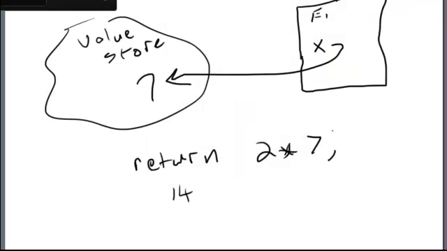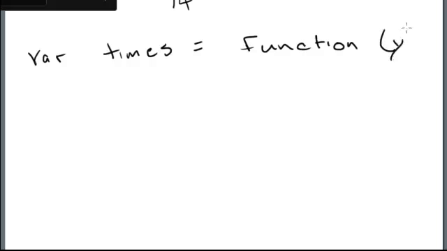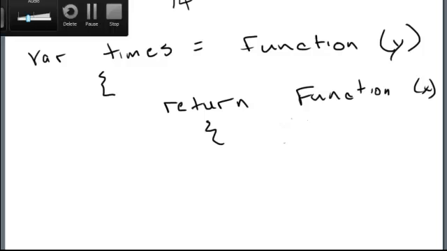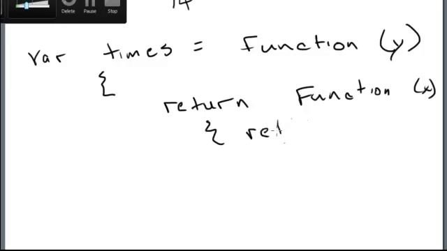If I come over here, I have this function, and I call it var times is equal to function, and then I'm going to call that y, and then I'm going to put in my curly braces, and I'm going to say return, and then we've got a function, and it's x, and then I have my curly braces, and it's return y times x, curly braces, okay, and then we need one more curly brace. So what we have is a nested function inside here.